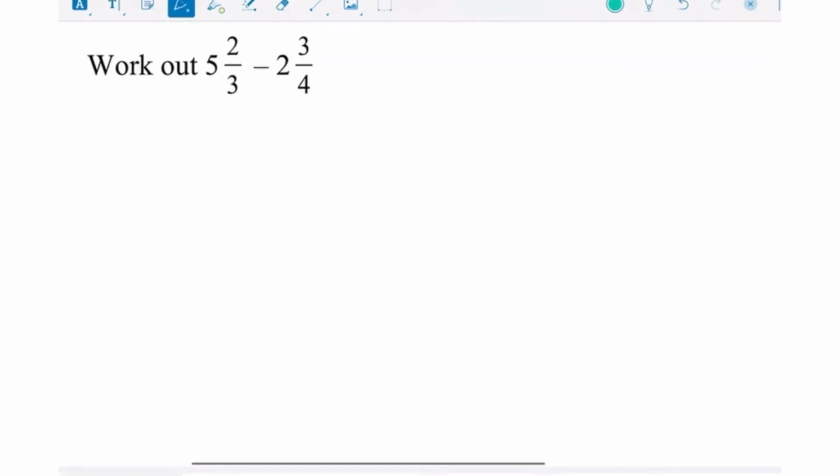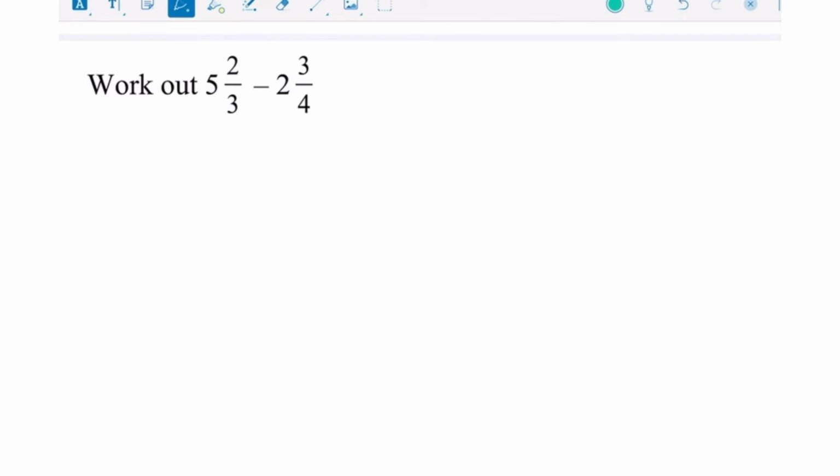To subtract, again, we're going to do big times the bottom, add on the top. So 5 times 3 is 15. Add 2 is 17 over 3. Stays out of 3 because it was out of 3 before. For the next one, I'm going to again do big times bottom, add on the top. So 2 times 4 is 8. Add on 3 is 11 over 4. And this is subtracting this time.